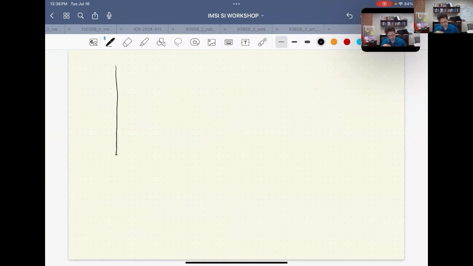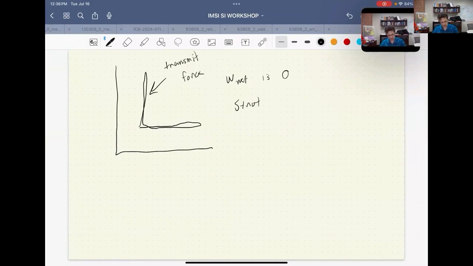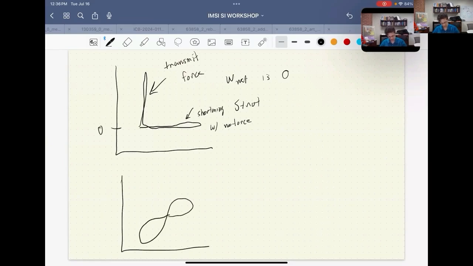But you can have other kinds of net work 0 muscles. You could have a muscle that produces a lot of force but doesn't change length, and then changes length without producing a lot of force. So this one, again, work net is 0. But this muscle isn't acting like a spring. It's acting like what we call a strut. It's transmitting force, and then it's shortening with no force. And finally, you could have a work loop that looks like this, right? Here, this part of the work loop is going counterclockwise, and this part of the work loop is going clockwise.